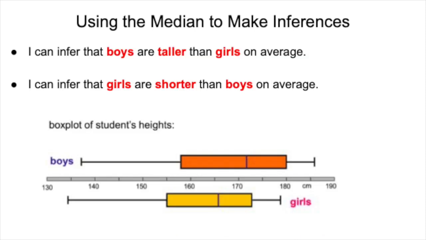You may have said that you can infer that boys are taller than girls on average, or you may have said that you can infer that girls are shorter than boys on average by looking at the 2 medians on the box and whisker plots.